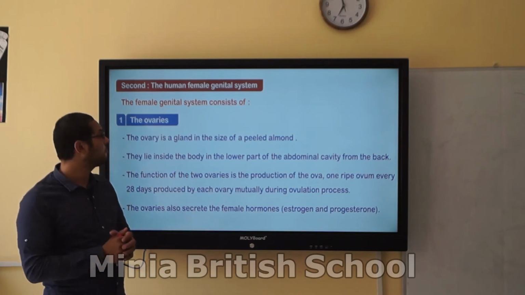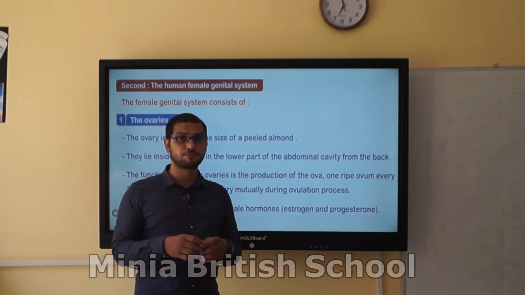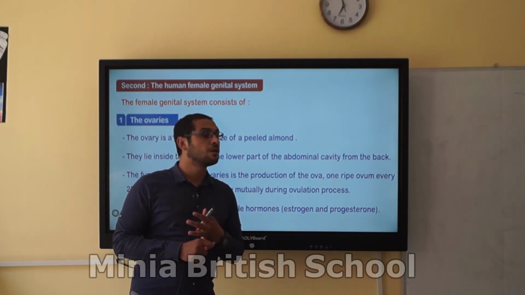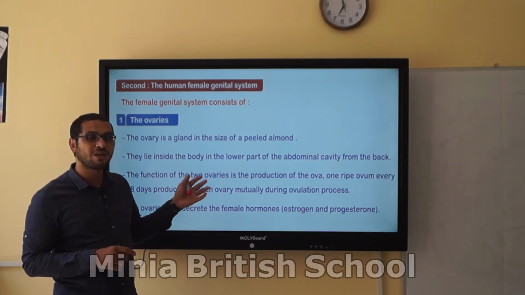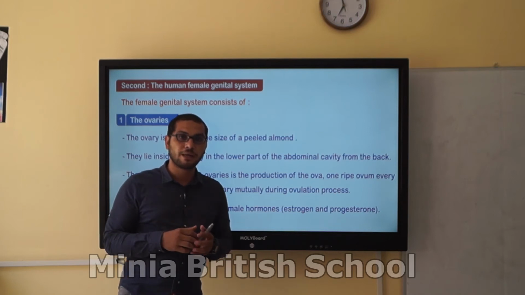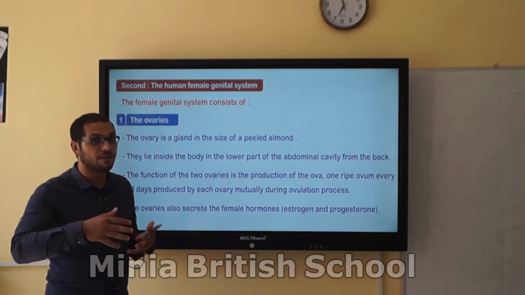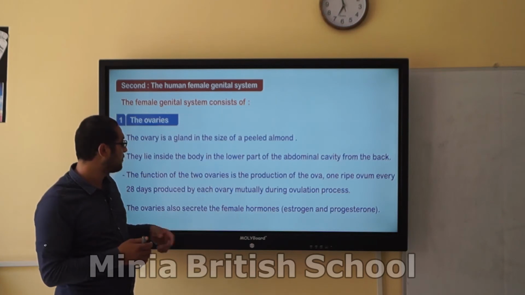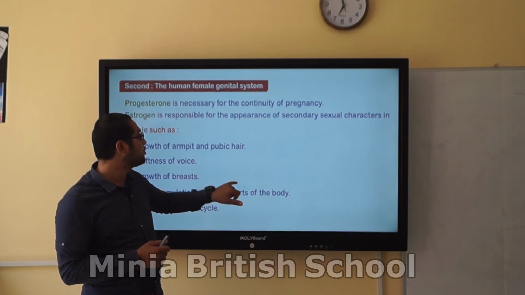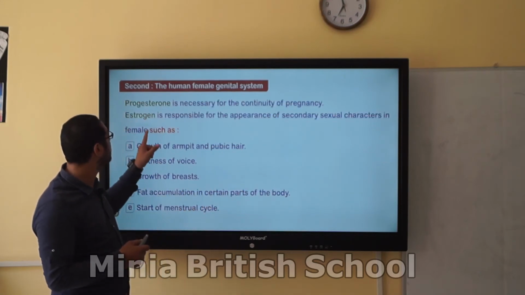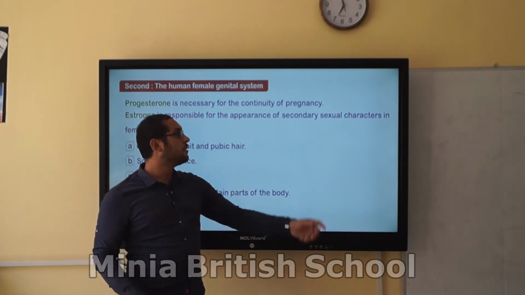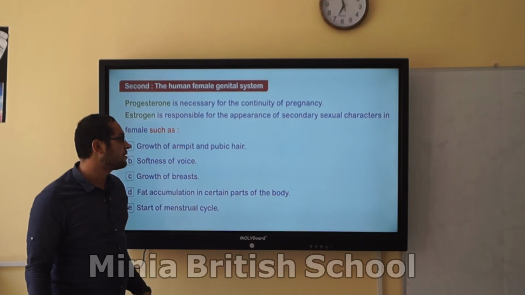And the two ovaries also produce two hormones. The first one is called progesterone. The progesterone helps during the period of pregnancy. And the second hormone is called estrogen. Estrogen is responsible for the appearance of the secondary female characteristics.